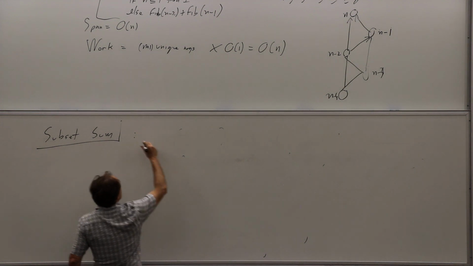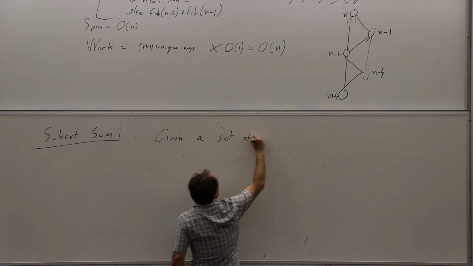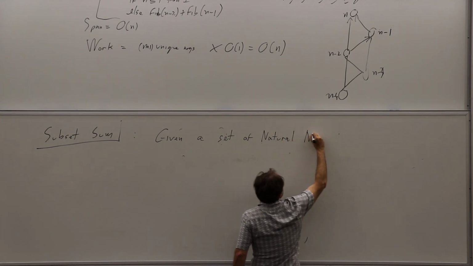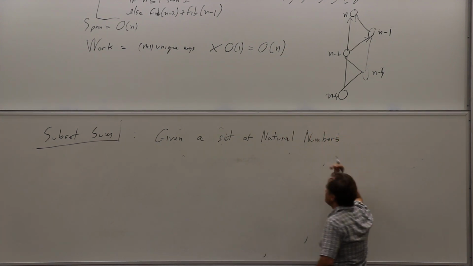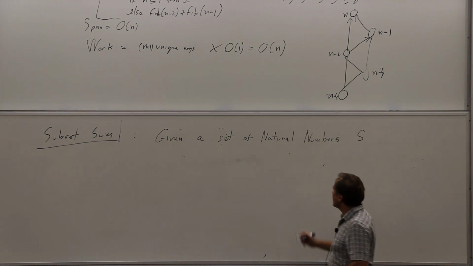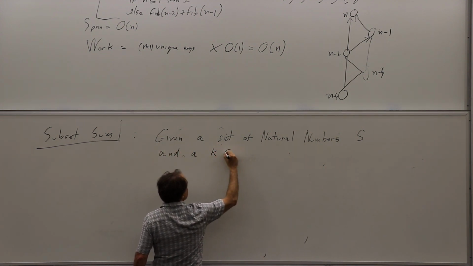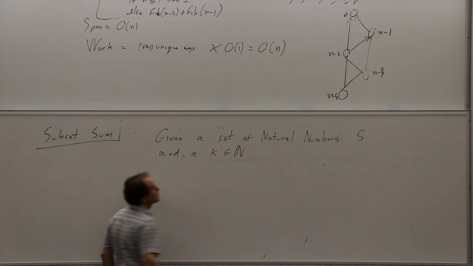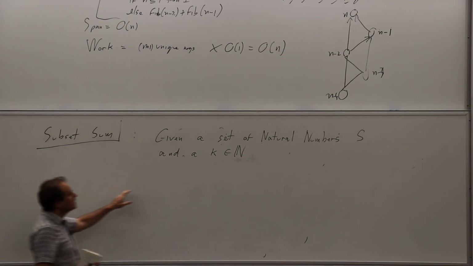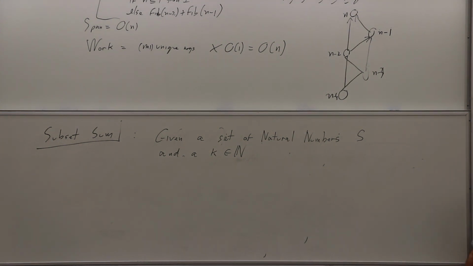So subset sum is we're basically given a set of integers. Let me call them natural numbers, so they're non-negative integers. And we'll call that S. And we're also given a K, which is also an element of the natural numbers. And that's the sum. And what we want to know is if we can get any subset of S which exactly add up to K.